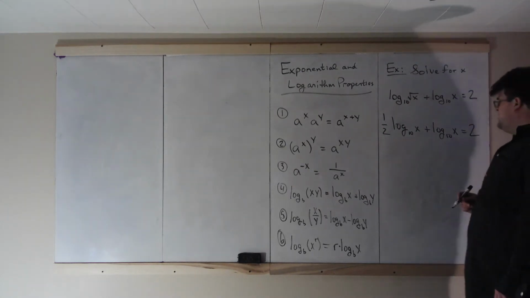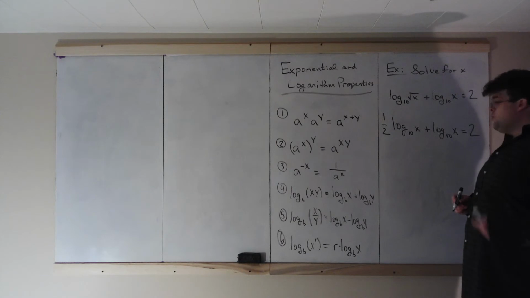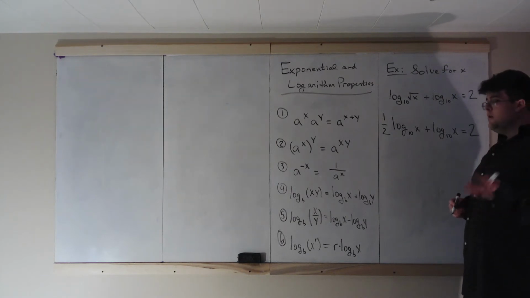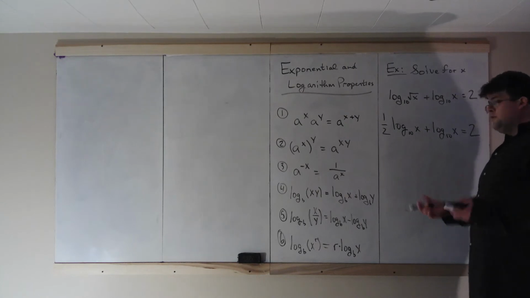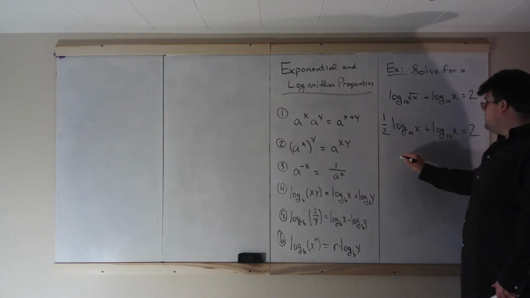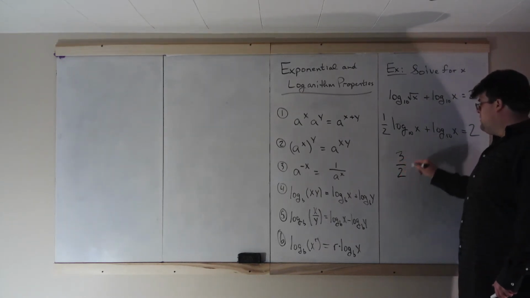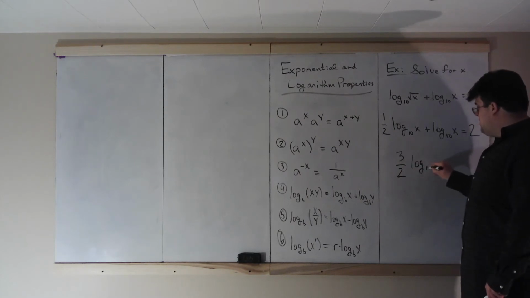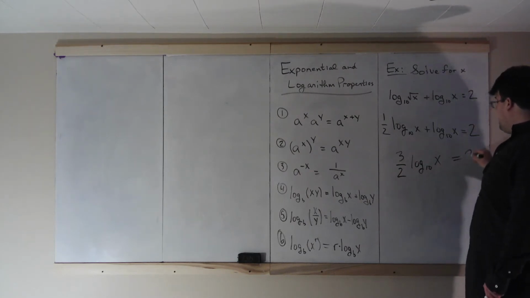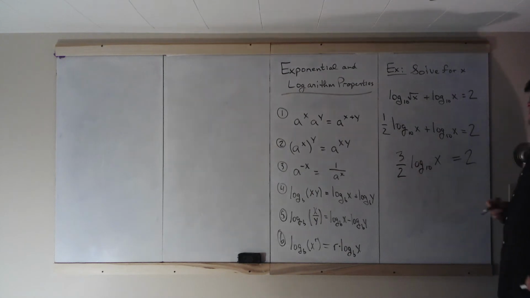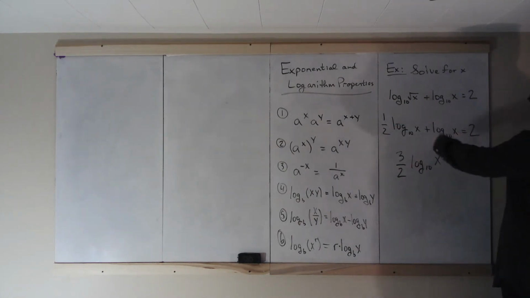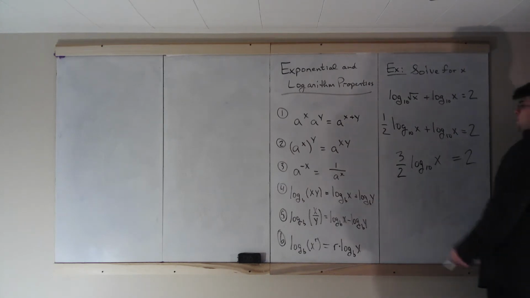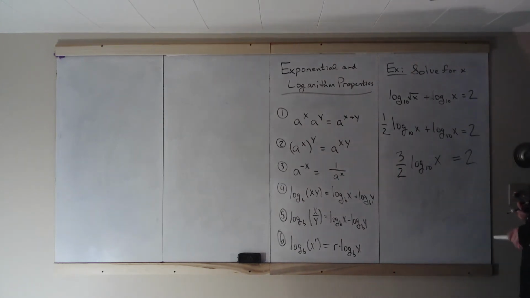Well, if you have in your left hand a half dollar, and if you have in your right hand a full dollar, how much do you have in your hands? $1.50, also known as 3/2. So if you have a half of a logarithm over here and a full logarithm over here, then overall you have 3/2 of a logarithm.